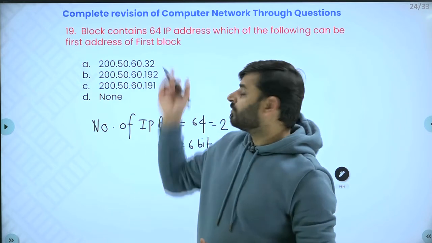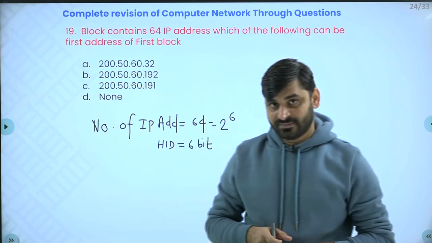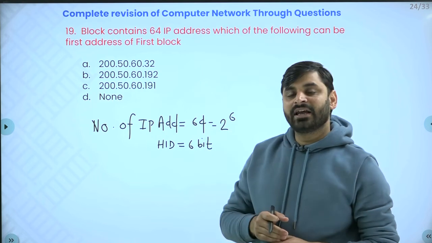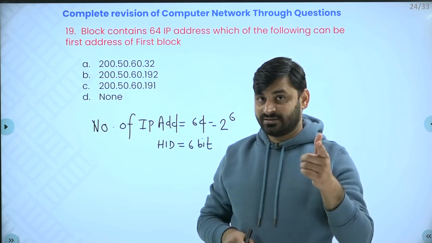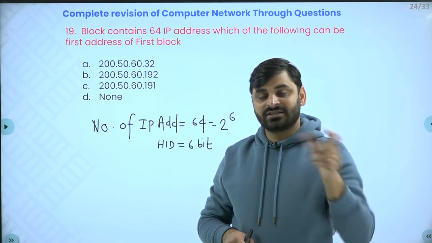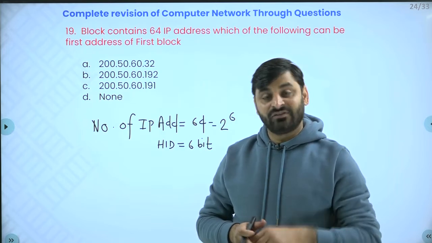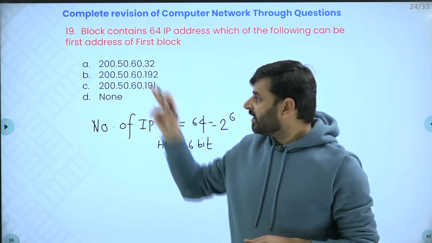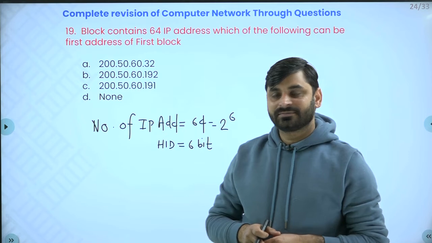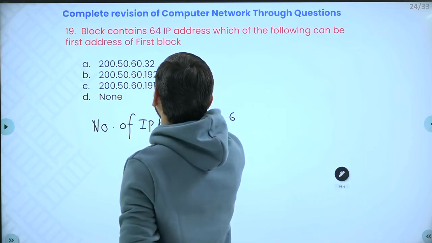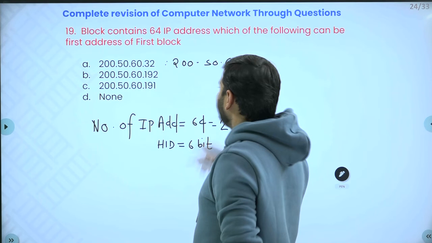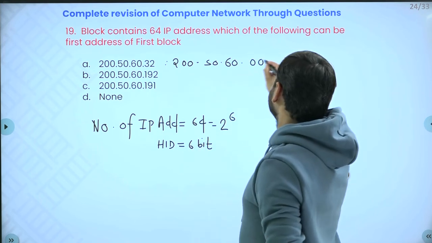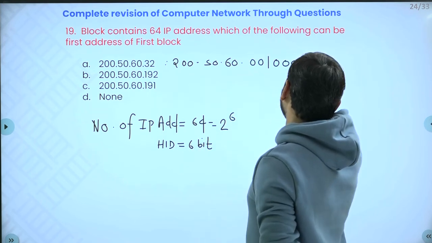So if they are asking which of the following can be the first IP address, the number of IP addresses gives the host ID as how many bits here? 6 bits. If I divide the first number by 2 power 6, the last 6 bits represent the remainder, or host ID. If the last 6 bits are 0, that option can be the correct option. So if I convert this, 200.50.60.32, how can we convert here? 128, 64, 32, 16, 8, 4, 2, 1.